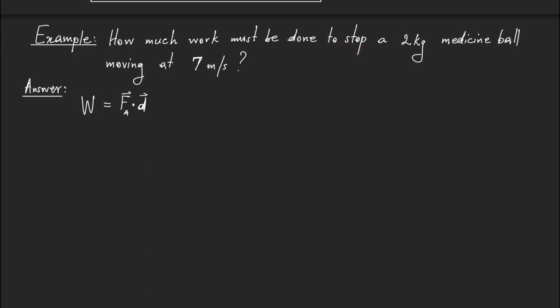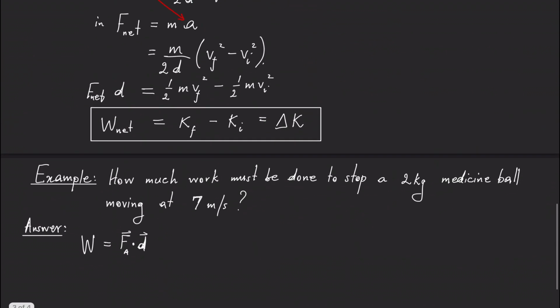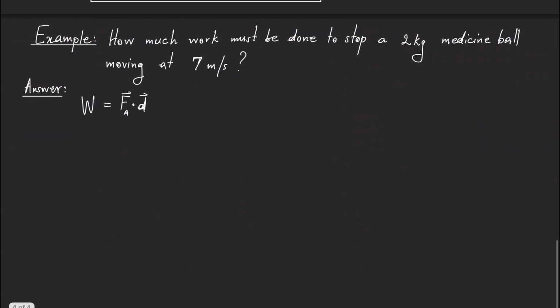What does this mean? The initial state of motion is that the ball is moving at 7 meters per second. We are trying to change that state of motion so that its new state of motion is that it comes to a standstill. So what must we do? Well, remember the work kinetic energy theorem is that if you're going to change the state of motion, you have to do work. This is exactly what they're asking us. How much work must be done?